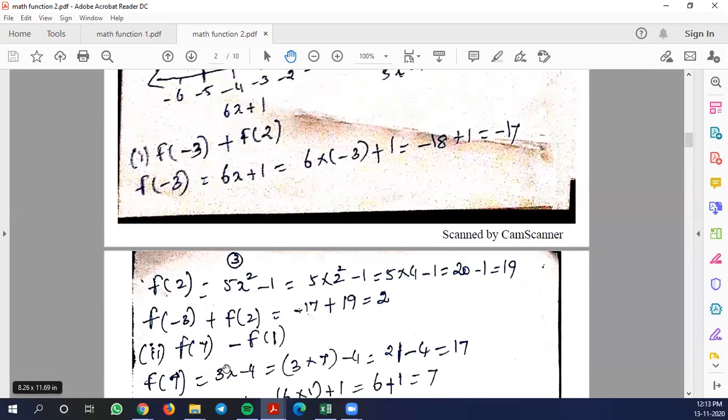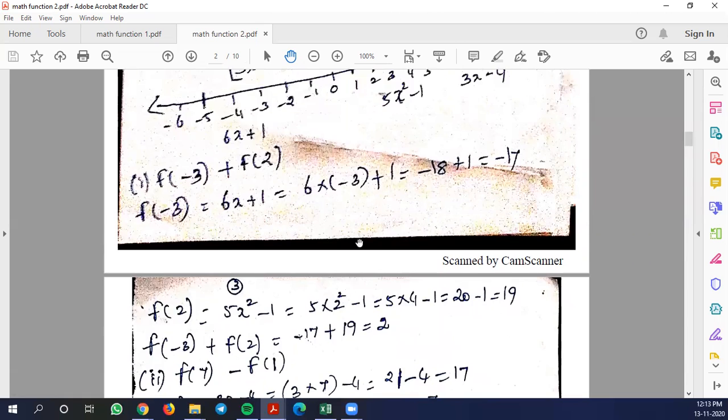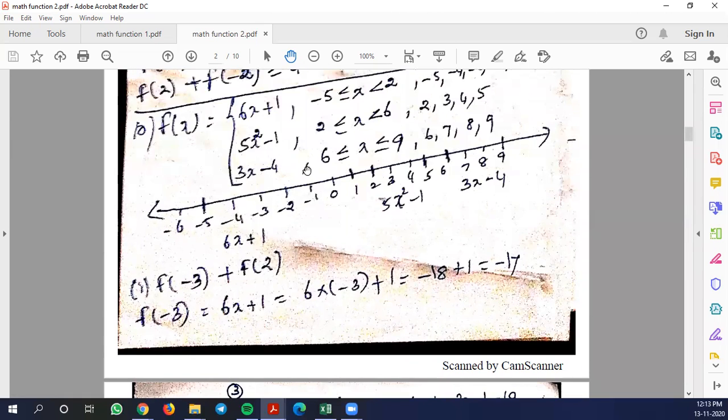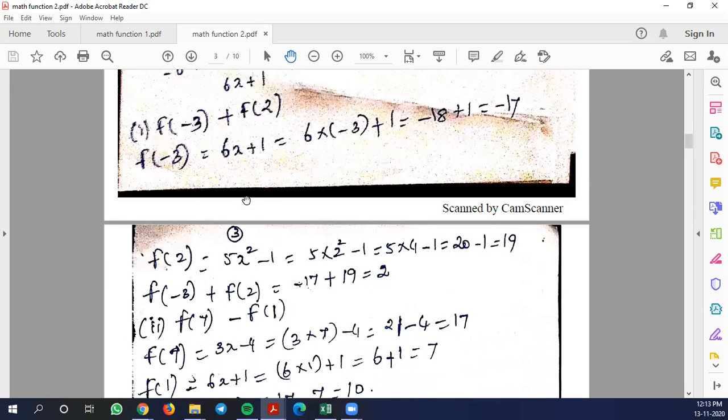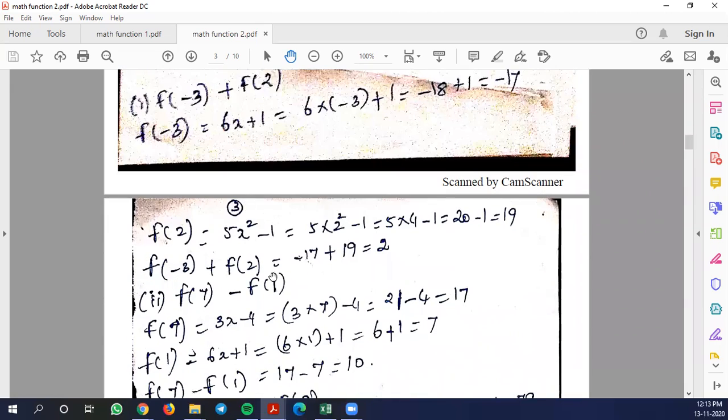Second sum, f of 7. So here f of 7, where it comes, you have to go there. So 7 comes here, so it is 3x minus 4. So 3 into x is 7 minus 4. 3 sevens are 21 minus 4. 21 minus 4 is what? 17.